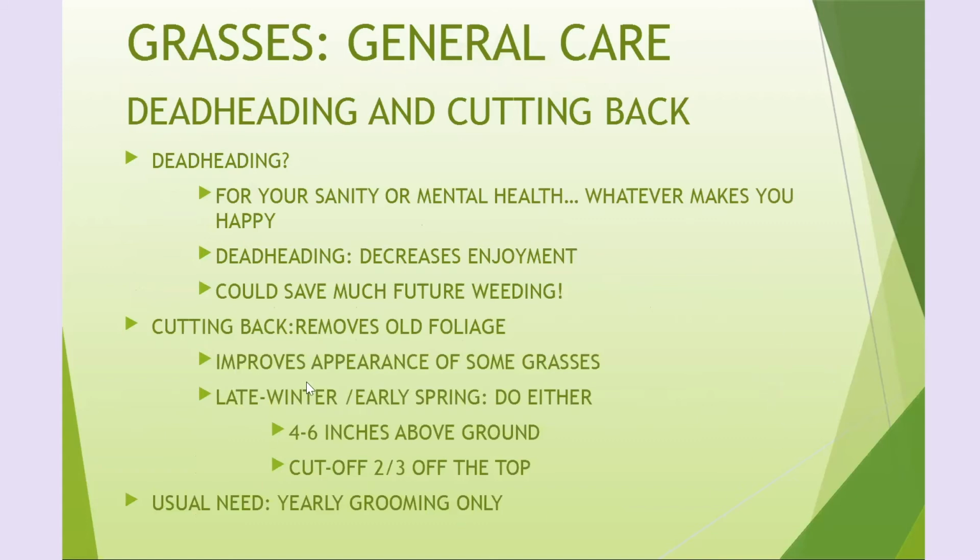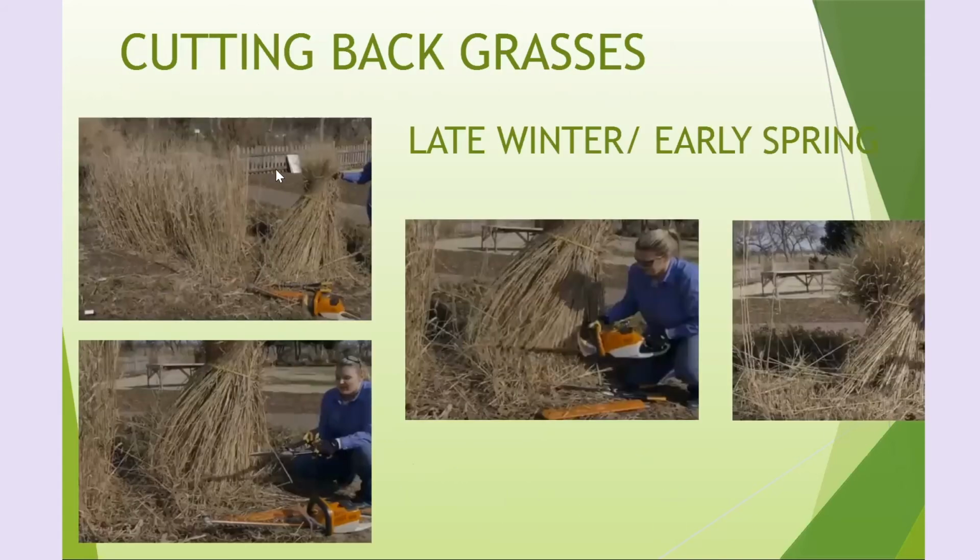Okay, now what are you going to do? In the late winter, for me it's usually the last week in February, I cut them down to 4 to 6, 8 inches above the ground. And what you do is you tie the whole sheaf together because you want to make it easier for yourself. You can do it with an electric saw, or you can do it by hand, but if you tie them, it's easy. It's not messy.